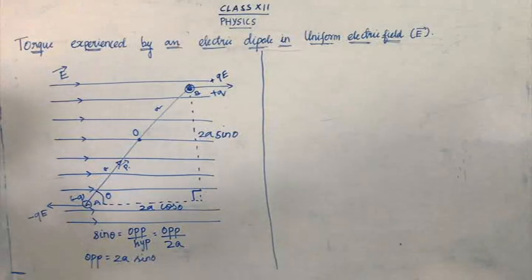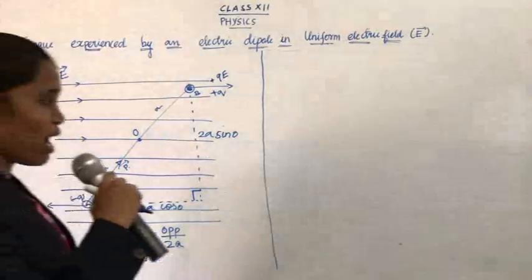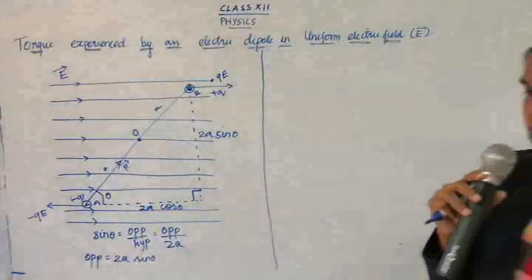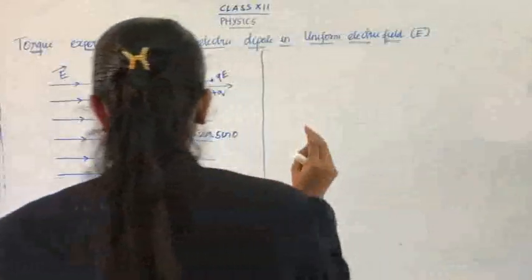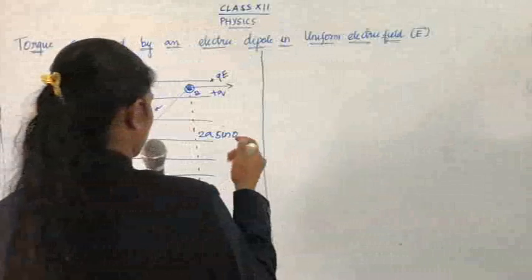Now the force acts at two different points A and B. It forms a couple. If there is a couple, there is a torque. Now we are going to substitute the values and the expressions for torque.